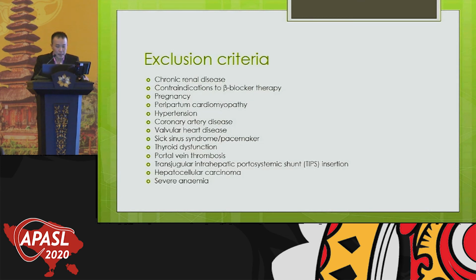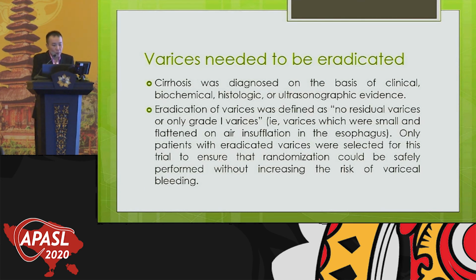There were a lot of exclusion criteria, so it's really relevant to note that. And I guess one of the most important ones is hypertension. So people that were already on drugs to lower their blood pressure were excluded from this. Now, they had the definitions for cirrhosis, which I won't go into, but eradication of varices was defined as no residual varices or only grade 1 varices. And this is sensible because you needed to have those that had eradicated varices if you're going to randomize them and not give them any kind of beta blocker.